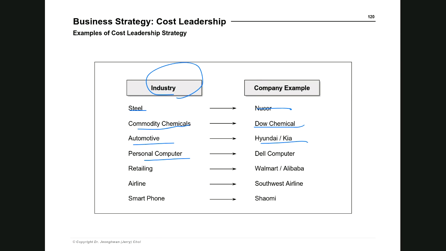A personal computer, Dell or Asus or something, retailing Walmart or the Taobao. Why are you using the Taobao? Any reason? Cheap. Cheaper the better. Exactly, cheap. Okay, cost leadership. Is there anybody who tried to use the Amazon.cn or Jingdong? Jingdong versus Taobao. Okay, maybe that would be the best contrasting choice.